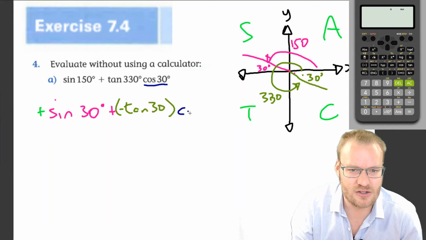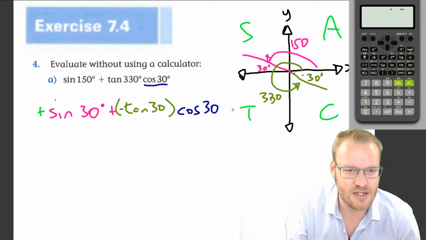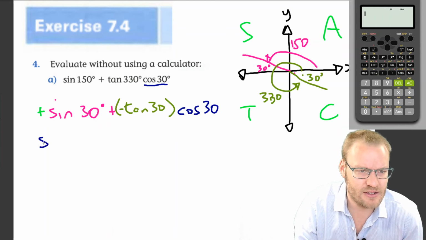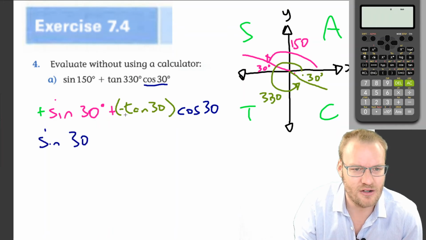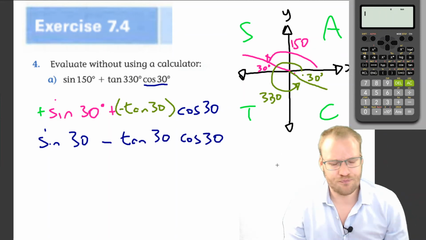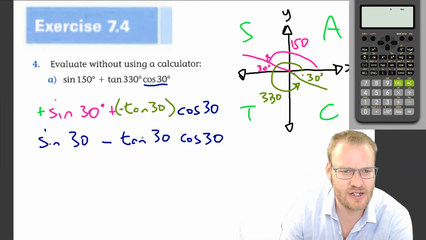Well, cos 30 is already cos 30. So we're looking fine, sine 30. Let's just leave it as sine 30 for now, minus tan 30 cos 30. Okay, it's said without a calculator, and we've got another trick up our sleeves to go.